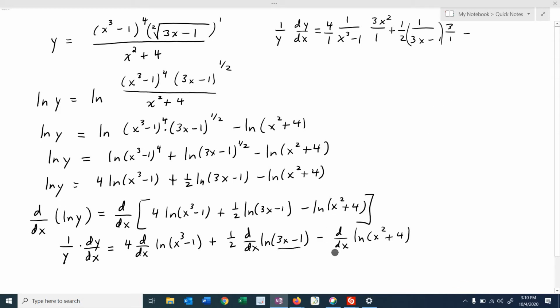Okay, and then minus the derivative of this function. Again, you have to use the chain rule. Natural log is the outer function, x squared plus 4 is the inner function. Then the derivative of natural log is 1 over x, except you substitute x squared plus 4 in for the x. So it's actually 1 over x squared plus 4. And then the derivative of the inner function would be 2x.